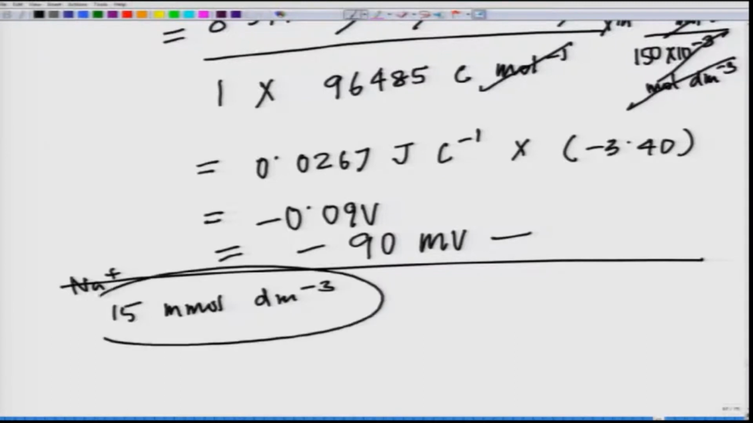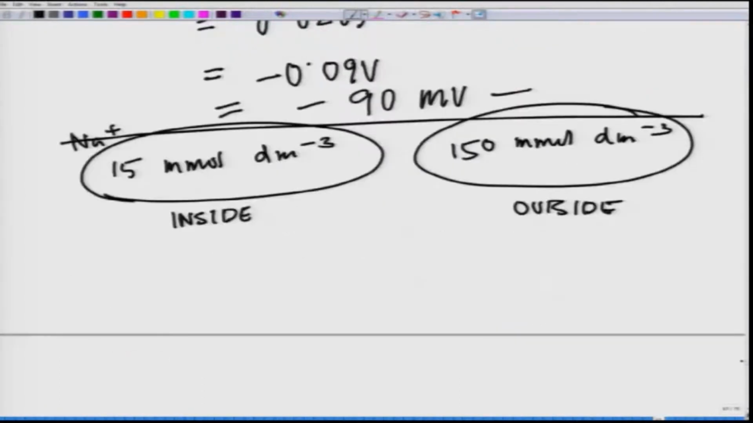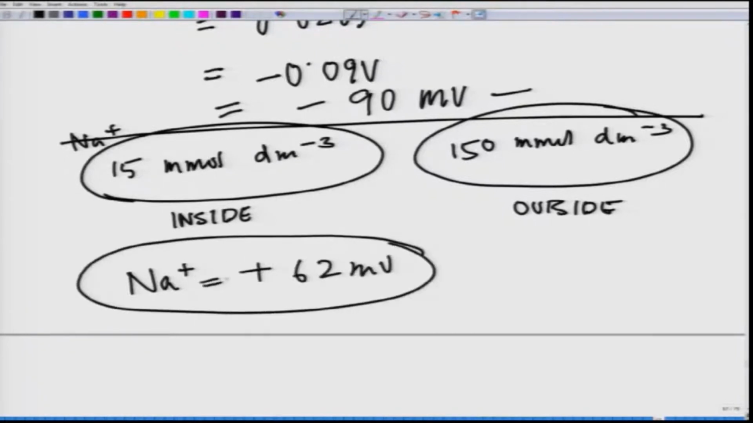This is inside, whereas outside it is 150. This is outside. If this is the situation, then for the sodium, if you do the calculation, you will find the membrane potential of sodium is plus 62 millivolt. I will leave it for you to do this exercise all by yourself. I am giving you the value, you can look at it.